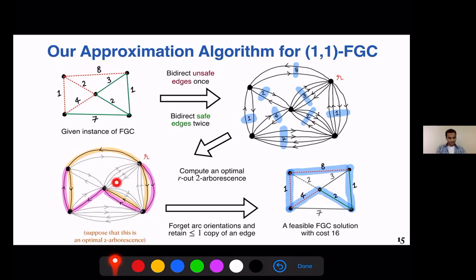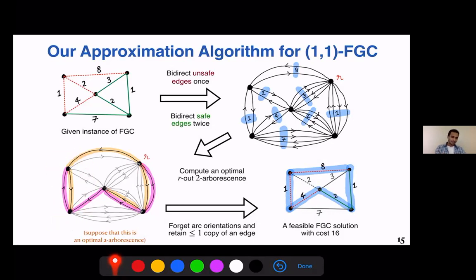Okay, so consider any cut here. If there was a safe arc entering that cut, then it means in the undirected version, you'll have a safe edge. If that does not happen, then I claim that there must be at least two unsafe arcs entering that cut.